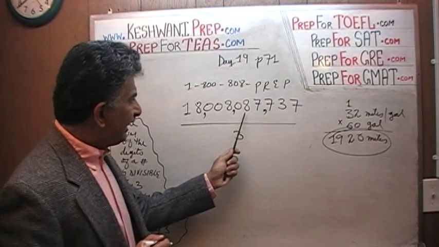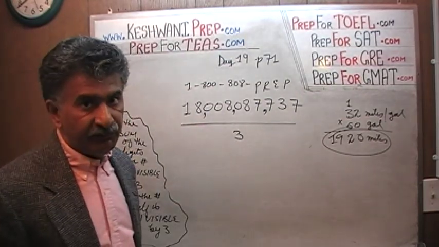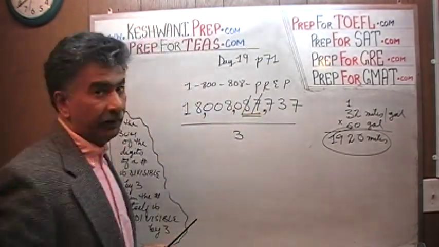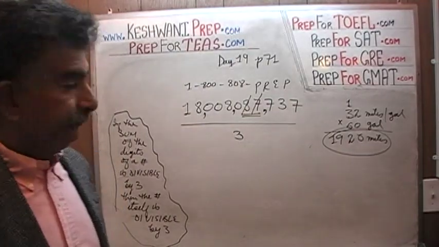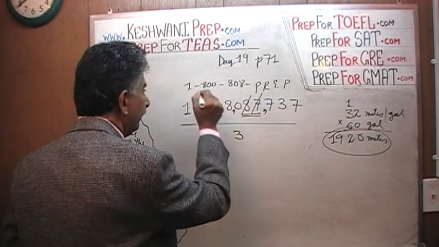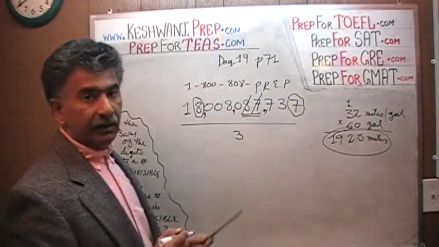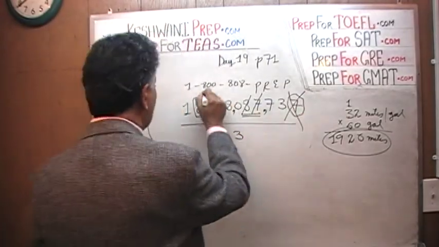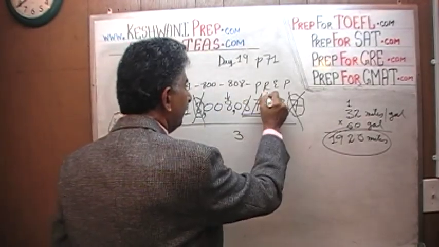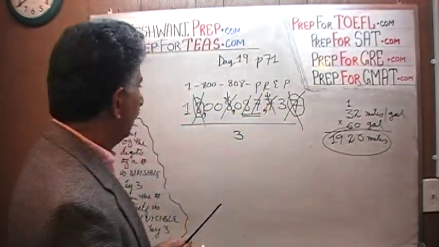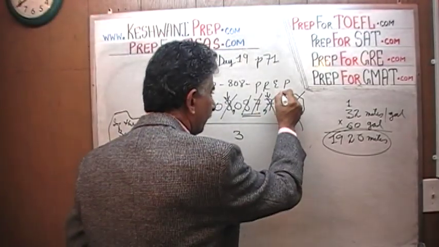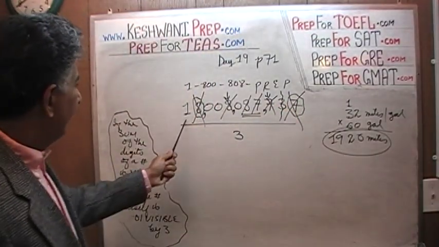For example, 8 plus 7. How much is 8 plus 7? 8 plus 7 is 15. We know 15 is divisible by 3, which means these two play no role, because their sum is divisible by 3. Here I see another 8 and another 7. 8 plus 7 again is 15. Those two are going to play no role. Oh, I see another 8 and another 7. They play no role. And that 3 by itself is 3. 3 of course is divisible by 3. That's not going to play any role. What are we left with? We are left with only 1.